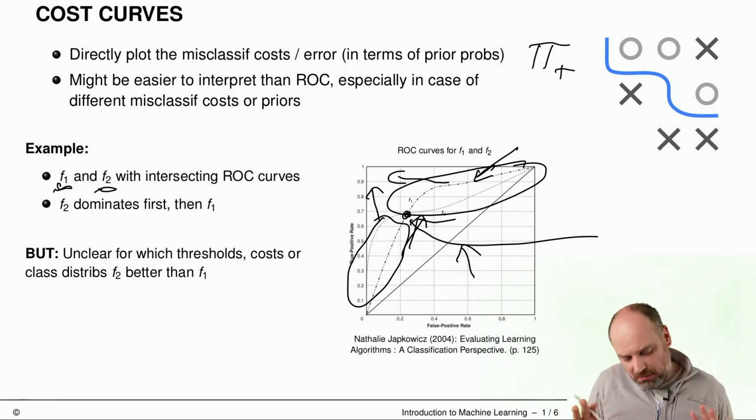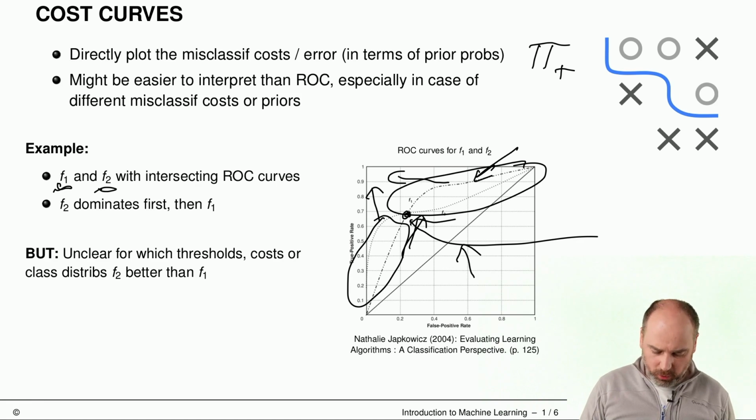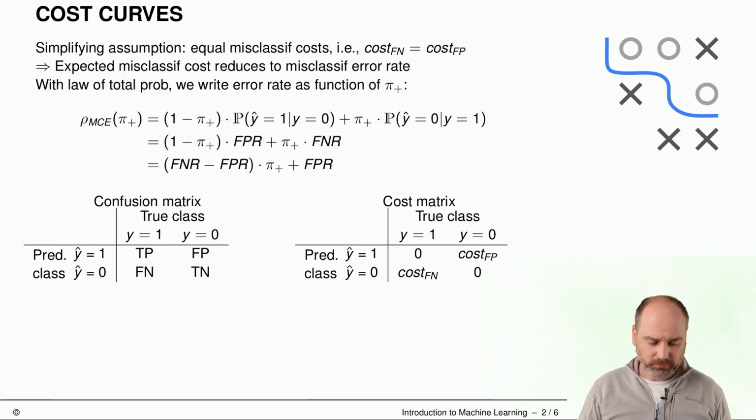But yeah, how varying costs and so on influence this dominating behavior is much less clear. Cost curves help here a bit. So how do we set them up? First of all, I will not really discuss here cost curves based on true general cost matrices. We'll do that in the next part.